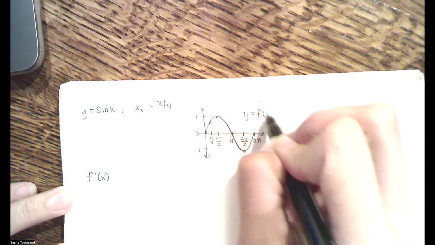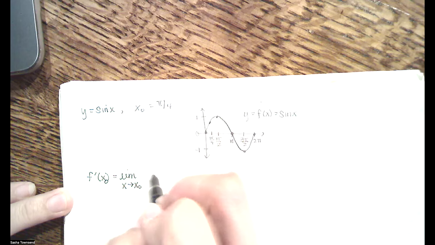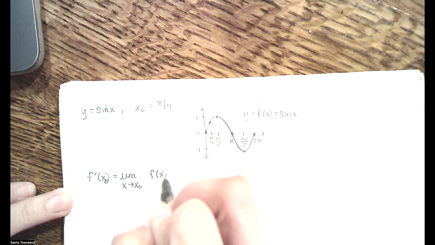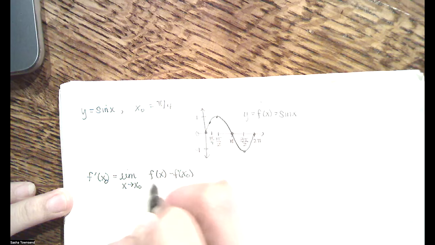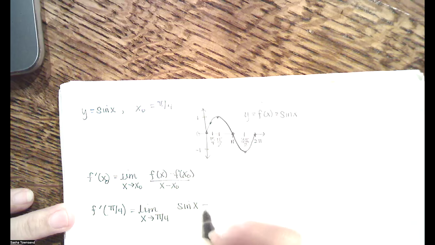If this is y equals f of x, where f of x is equal to sine of x, and I want f prime at x naught, again, the slope of the tangent line at x naught, we take the limit as x approaches x naught of f of x minus f of x naught divided by x minus x naught. Now, for this particular example, x naught is pi over 4. So we might be interested in f prime of pi over 4. So we just substitute that in for x naught. f of x is sine of x.